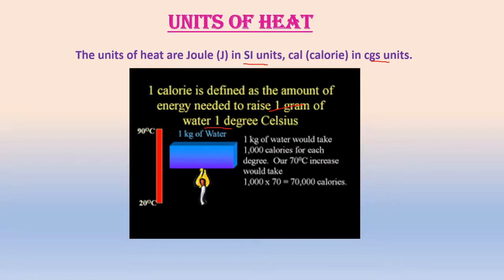Now I want to represent this calorie in terms of kilocalorie. So 1 kg of water, that is 1000 grams of water, would take how many calories? 1000 calories. Why would it take 1000 calories? Because 1 calorie is for 1 gram, so for 1000 grams, it will take 1000 calories. So how do we define 1 kilocalorie? 1 kilocalorie is 1000 calories. So these are the units of heat.